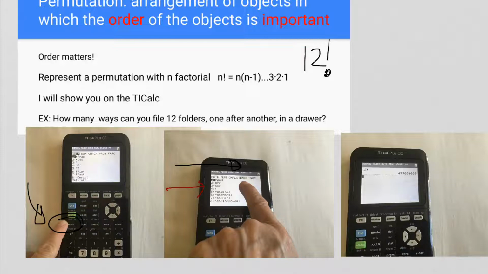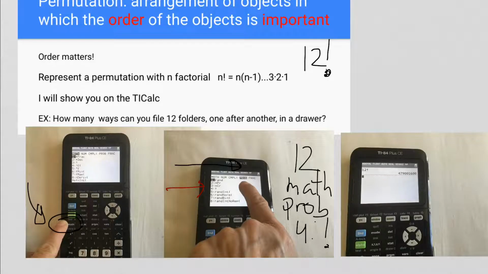So take a look on your calculator, math button all the way over to prob. We're looking at number 4. Now before you actually press 4, you need to go back to the main screen and press in 12 first. Then do math over to prob. Press number 4 and then enter. And it should give you this answer. So pause the video, try it, see if you can figure it out.